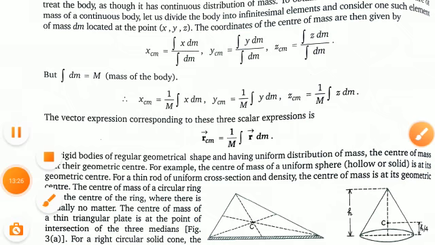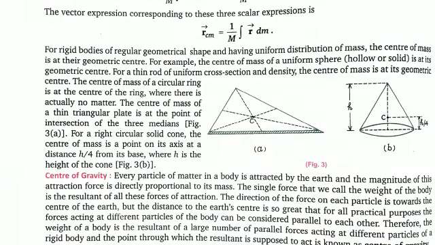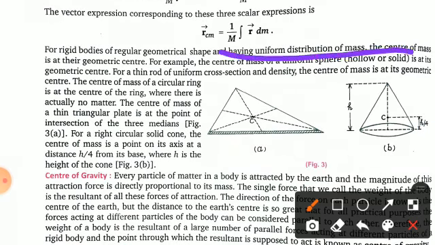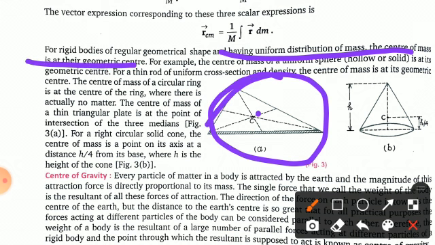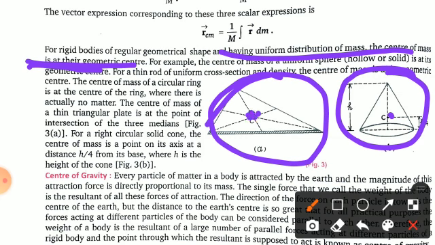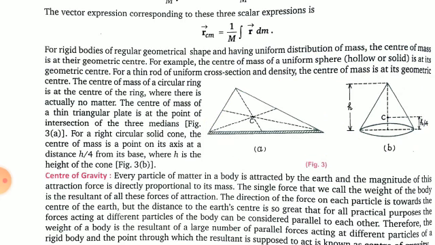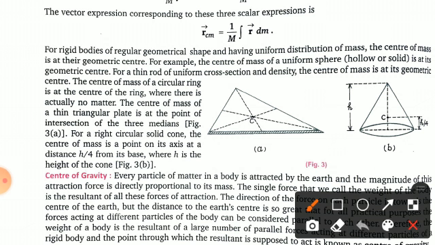So for a rigid body of regular geometrical shape and having uniform distribution of mass, the center of mass, you can see here it is written, is at their geometric center. This is the center of mass of a triangle and this is the center of mass of a cone. For example, the center of mass of a uniform sphere, whether hollow or solid, is at its geometric center. You can see here in figure A it is at C. Same thing for a thin rod of uniform cross section and density: the center of mass is at its geometric center.